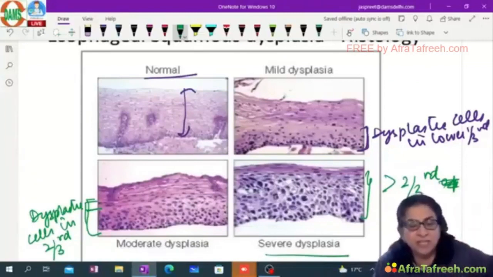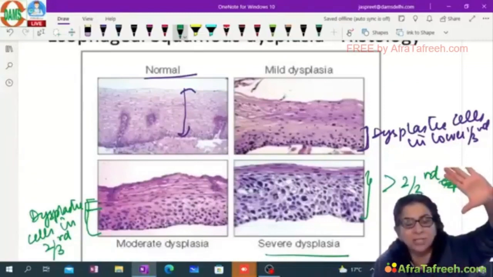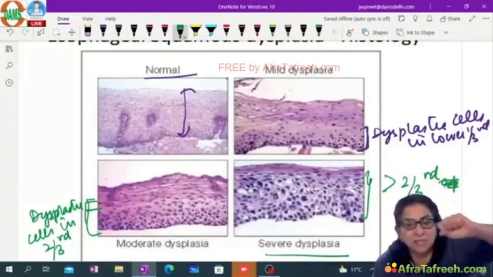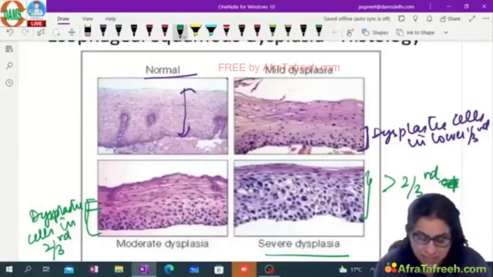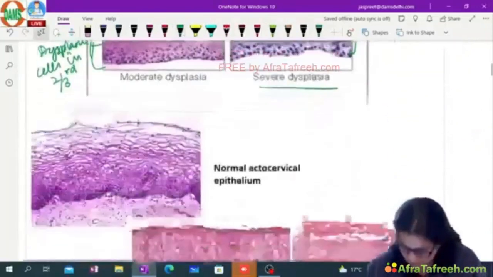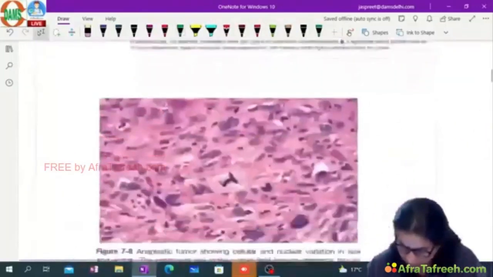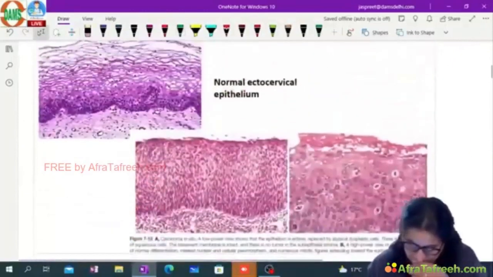And the extreme form of severe dysplasia, where the full thickness of the epithelium is occupied by dysplastic cells, with the basement membrane still intact, that is called carcinoma in situ.